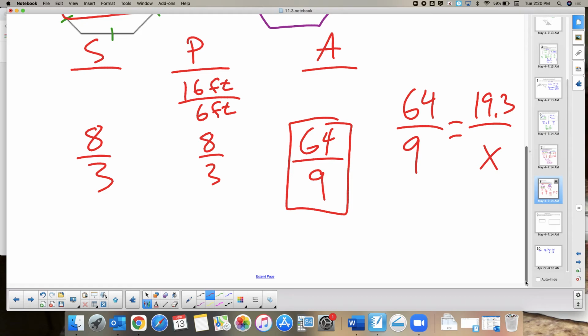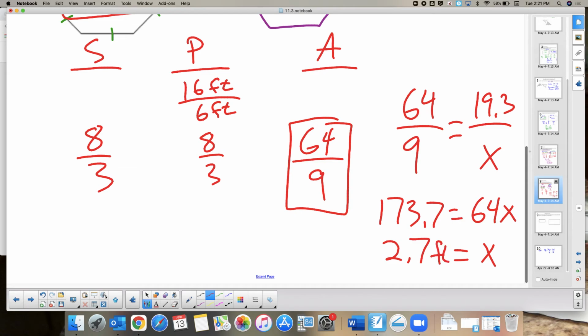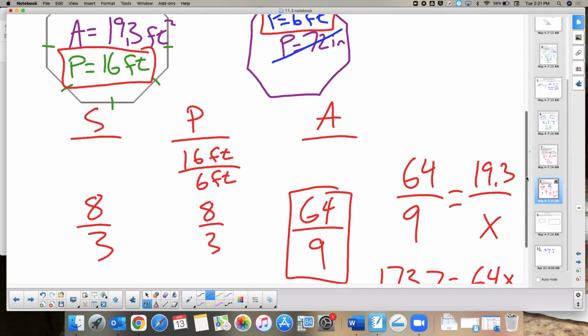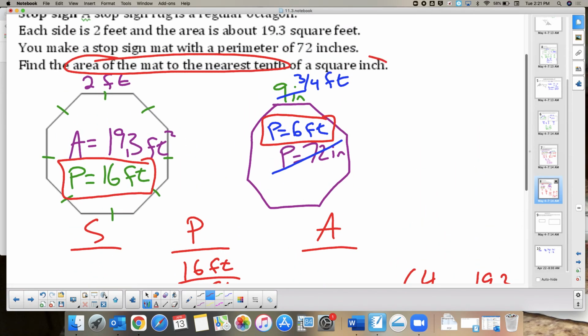Cross multiply. 19.3 times 9 is 173.7. 64 times x is exactly that, 64x. Divide both sides by 64. We get x to equal approximately 2.7. Now, the issue is, right now, we converted everything to feet. They want it to the nearest square inch.